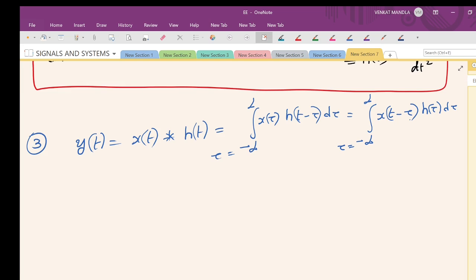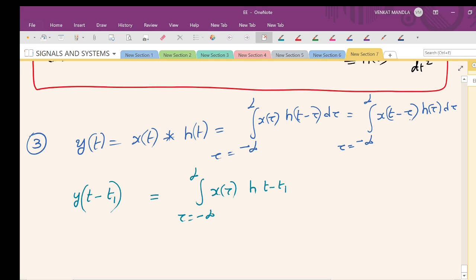Now I am applying y(t − t1). Wherever t is there, replace that t by t − t1. So y(t − t1) = integral from τ = minus infinity to plus infinity of x(τ) h(t − t1 − τ) dτ, which equals the integral of x(t − t1 − τ) h(τ) dτ.